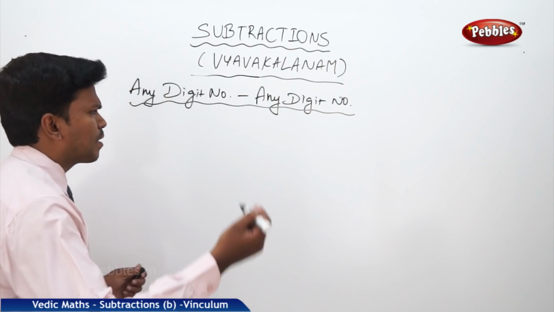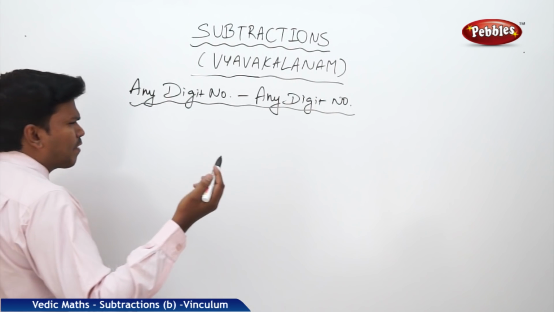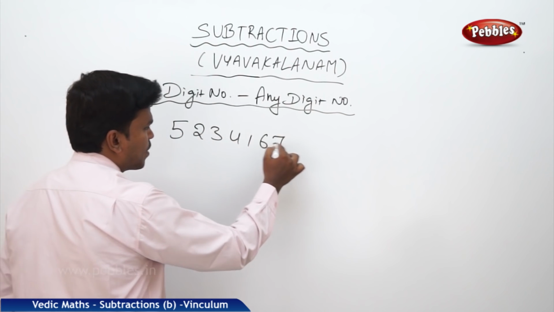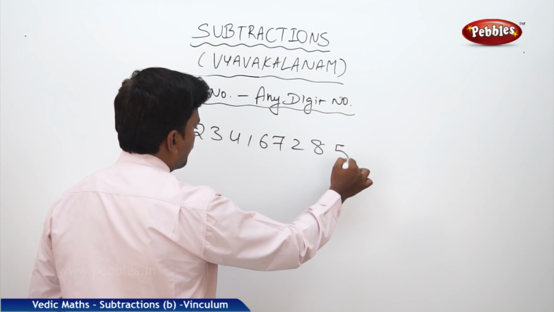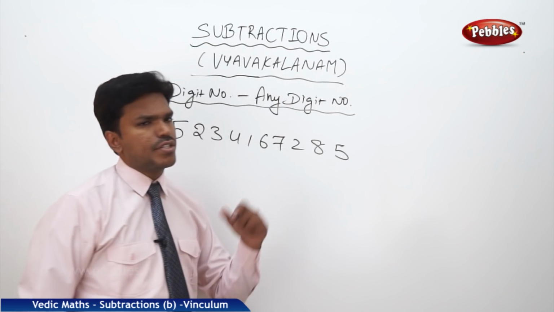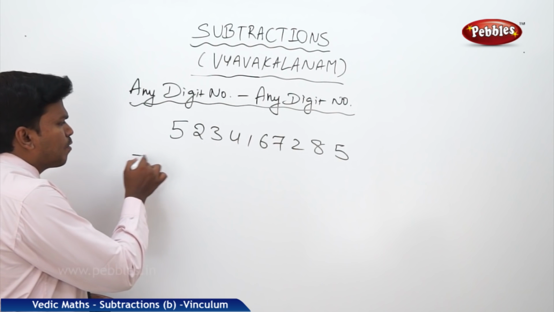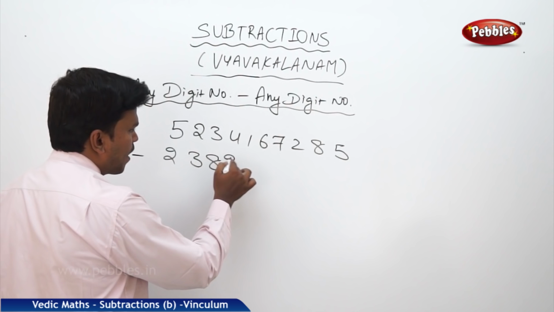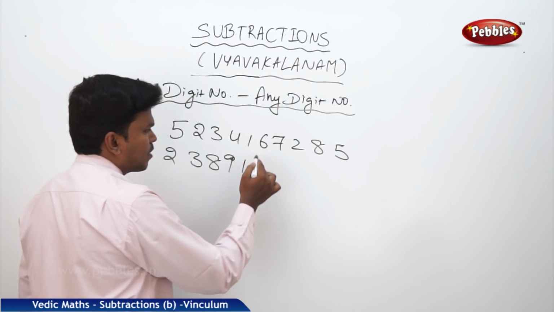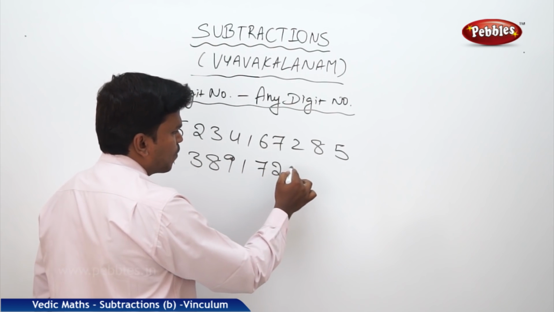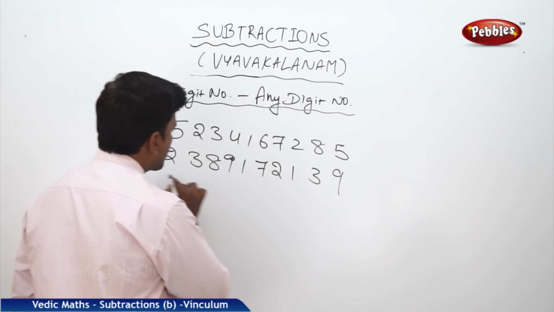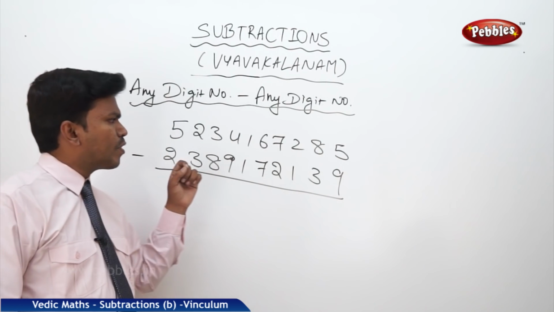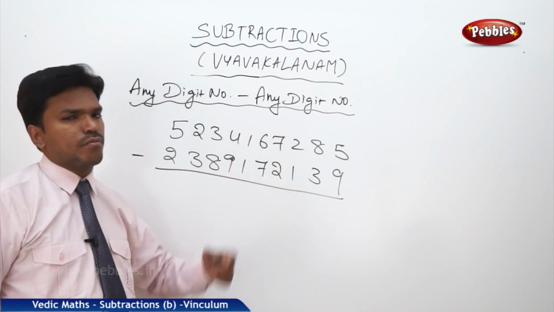Just see, we'll take some bigger number randomly. So 5, 2, 3, 4, 1, 6, 7, 2, 8, 5. I have taken a 10 digit number like this. In the same way, minus 2, 3, 8, 9, 1, 7, 2, 1, 3, 9. So I want to subtract this number from this number.